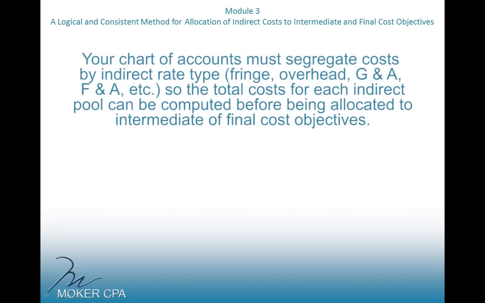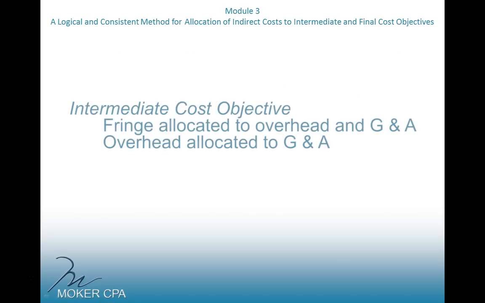Your chart of accounts must segregate costs by indirect rate type, whether it be Fringe, overhead, G&A, or F&A, so the total cost for each indirect cost pool can be computed before being allocated to the intermediate or final cost objectives. An intermediate cost pool is where indirect costs are accumulated in an account to be allocated to other intermediate or final cost objectives later on.